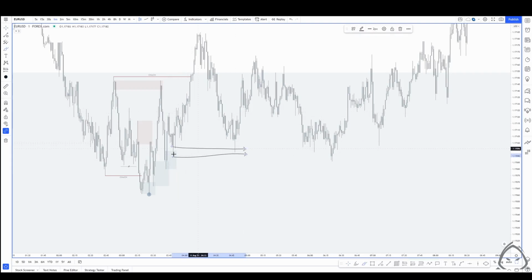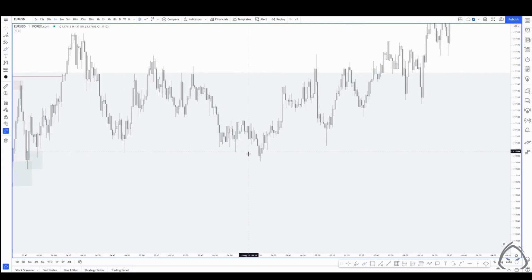If we look here, again, we tap into it. We've broken structure. We can see that we've actually broken true structure. All of this is more minor structure until we break swing structure on the 15-minute. That's our true change of character on the 15-minute. We tap in. So we have a mitigation. We break structure. Do we take liquidity? No, we don't. But that's okay.